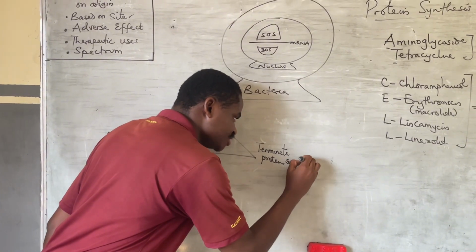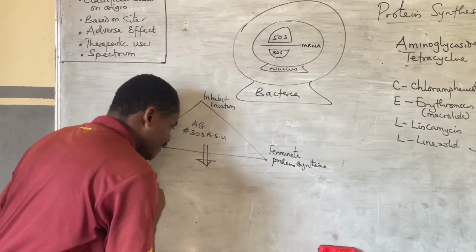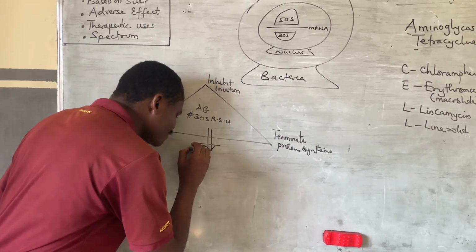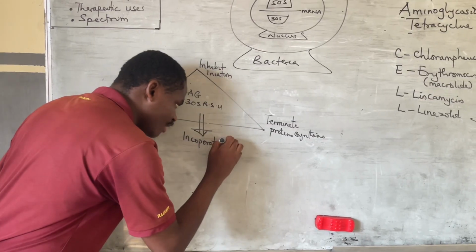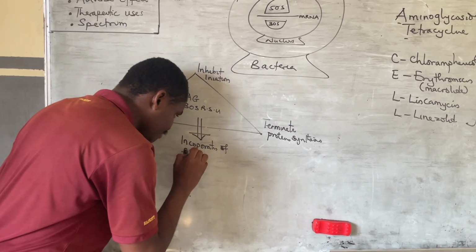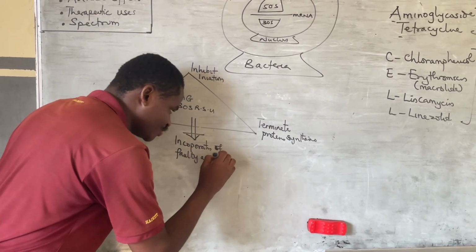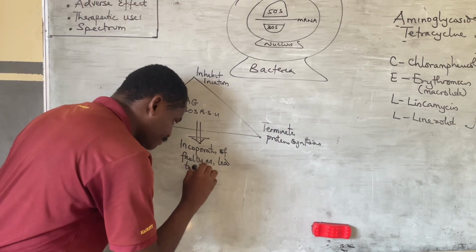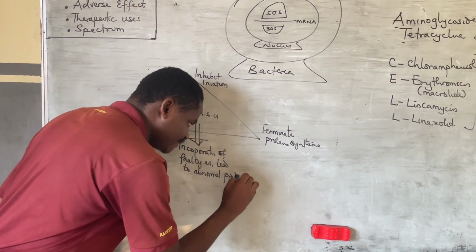Now, what should the result of all of this be? The result will likely be the incorporation of faulty amino acids, and faulty amino acids will lead to abnormal proteins. So abnormal proteins will eventually be formed.